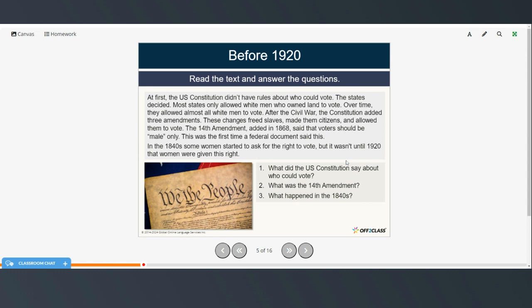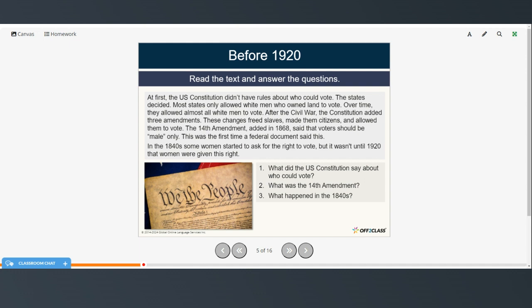All right, so you're going to read the text and then we'll answer the questions. You can pause the video and read on your own, or you can follow along as I read. At first, the U.S. Constitution didn't have rules about who could vote. The states decided. Most states only allowed white men who owned land to vote. Over time, they allowed almost all white men to vote. After the Civil War, the Constitution added 3 amendments. These changes freed slaves, made them citizens, and allowed them to vote.